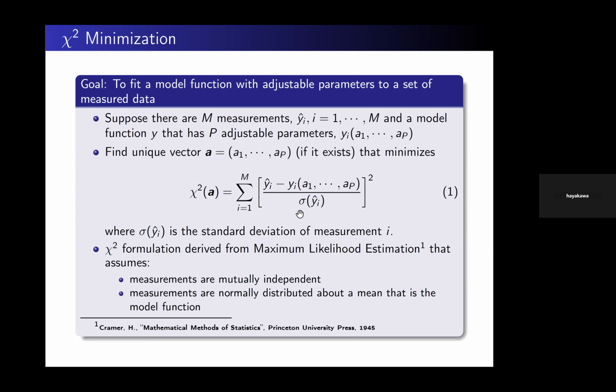because if there is noise in your measurements, you can imagine that if the standard deviation is large, it deweights that particular component of the summand. So it kind of puts them on a more level playing field. This equation is based on the maximum likelihood estimation, and the development of this equation relies on two assumptions: that the measurements are mutually independent and that the measurements are normally distributed about a mean that's the model function. A lot of times we violate these, and that also can have an effect on your success.